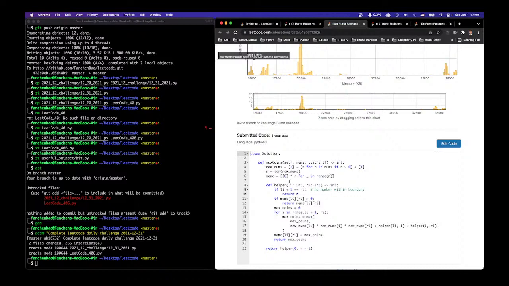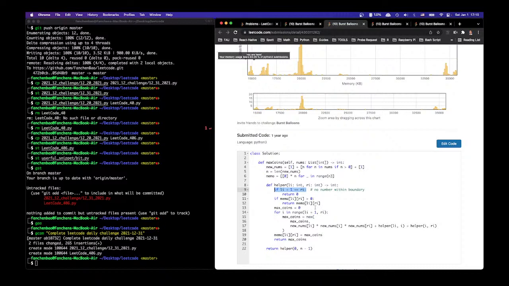So this, we're trying to get a maximum coin from left to right. How is if left plus 1 equals right, it returns 0? I don't understand this one. Immediately, I don't understand this one. If memo is larger than 0, we return, okay, that's the memo. If not, we're trying to find, for I in range left plus 1 to right.